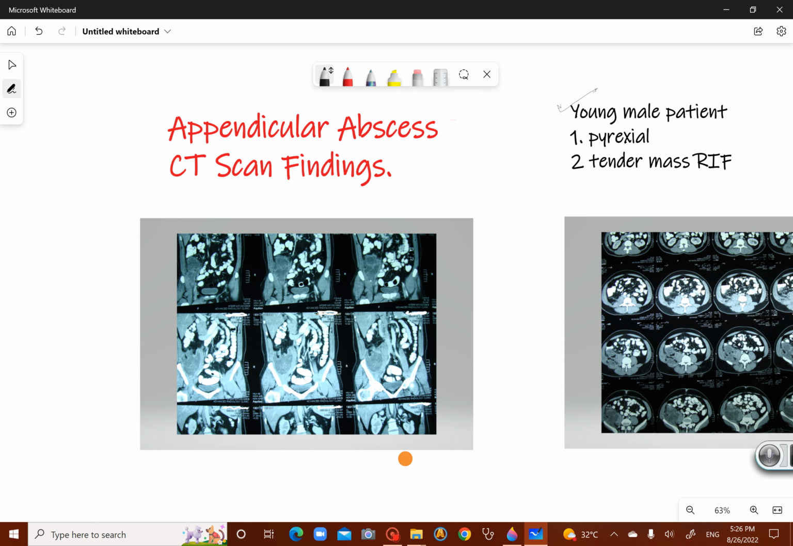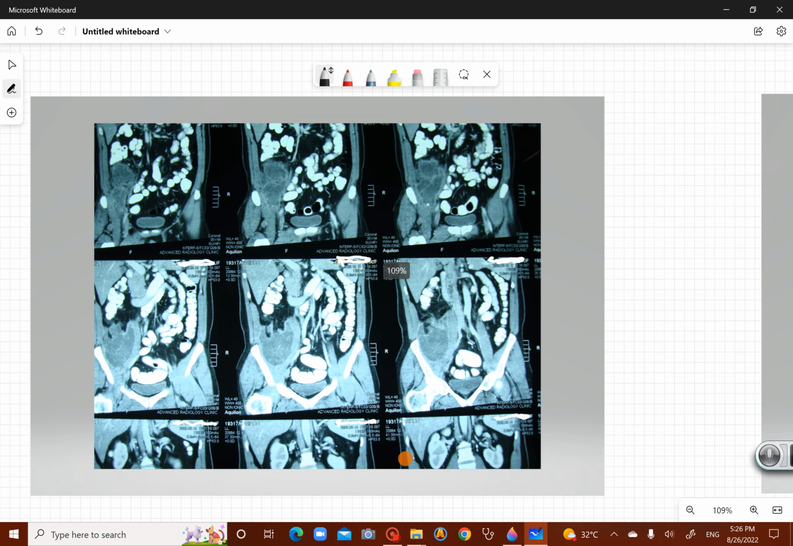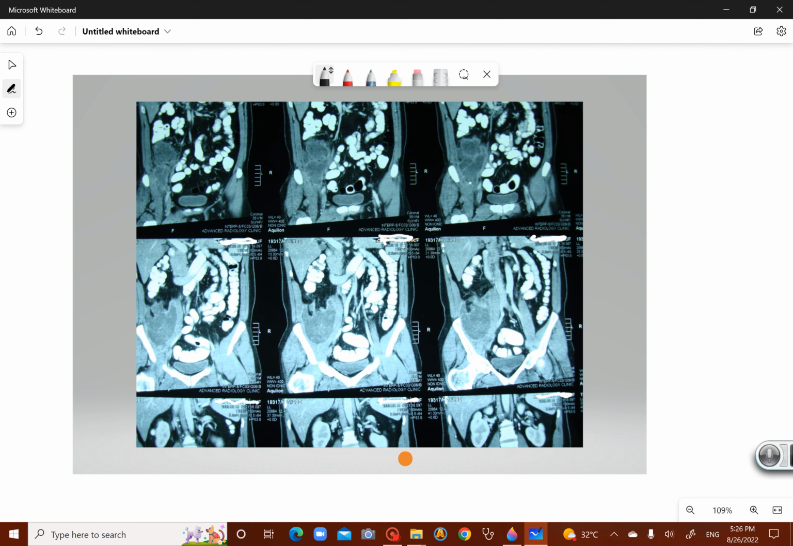Now, this was a young male patient who was running fever, pyrexial, and had a tender mass in the right iliac fossa. So a CT scan of the abdomen was done, and you can see over here, this is the CT scan of the abdomen, and on the right side you can see a mass over here in the right lower abdomen, quite a substantial mass.